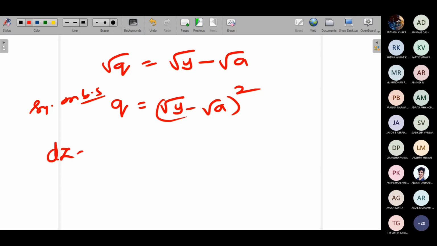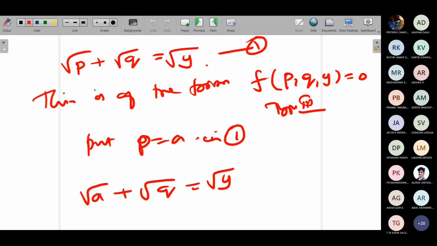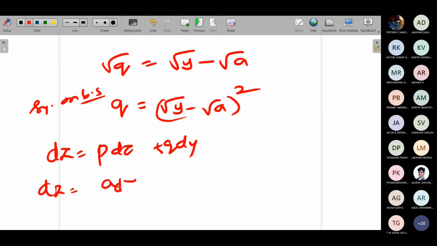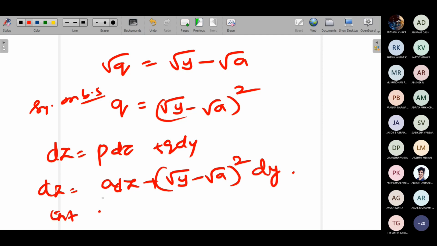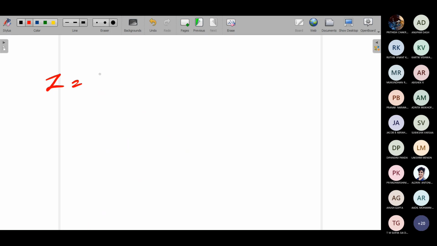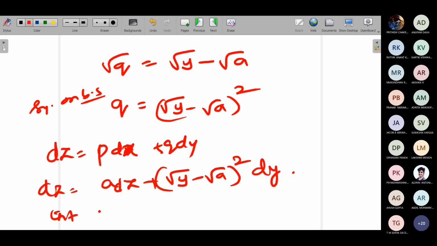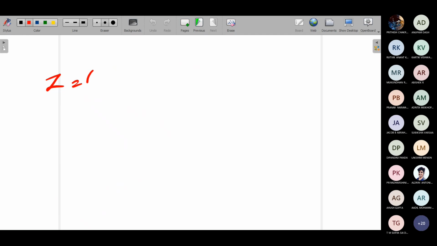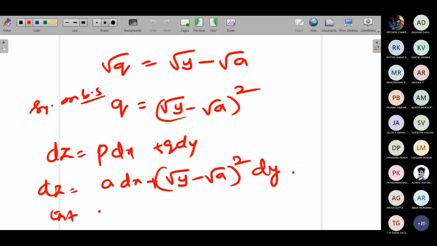So substitute it. dz equals p dx plus q dy. So dz will be equal to, p equals a here, a dx plus q, which is root y minus root a the whole square, into dy. Now integrate this. On integration, you will get z equals ax plus, here you have root y minus root a the whole square.